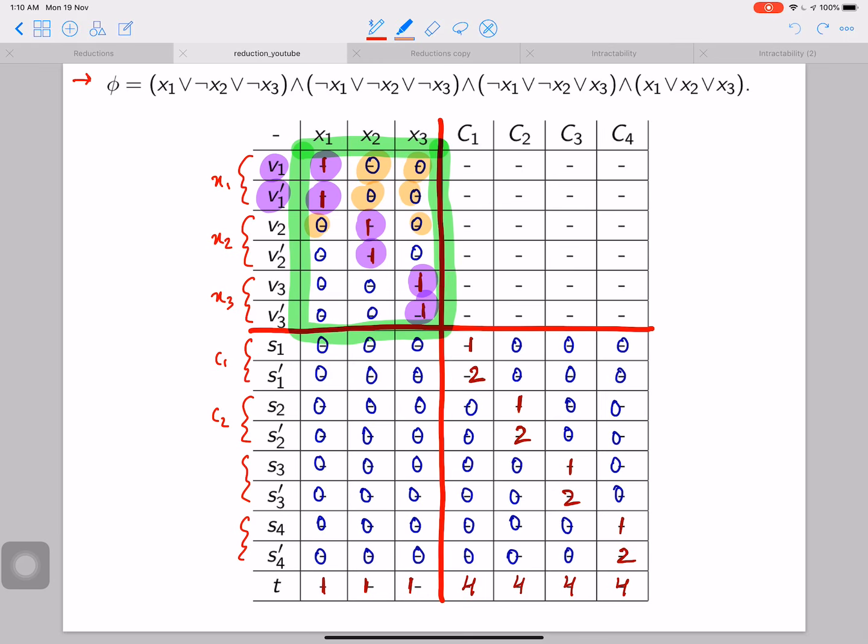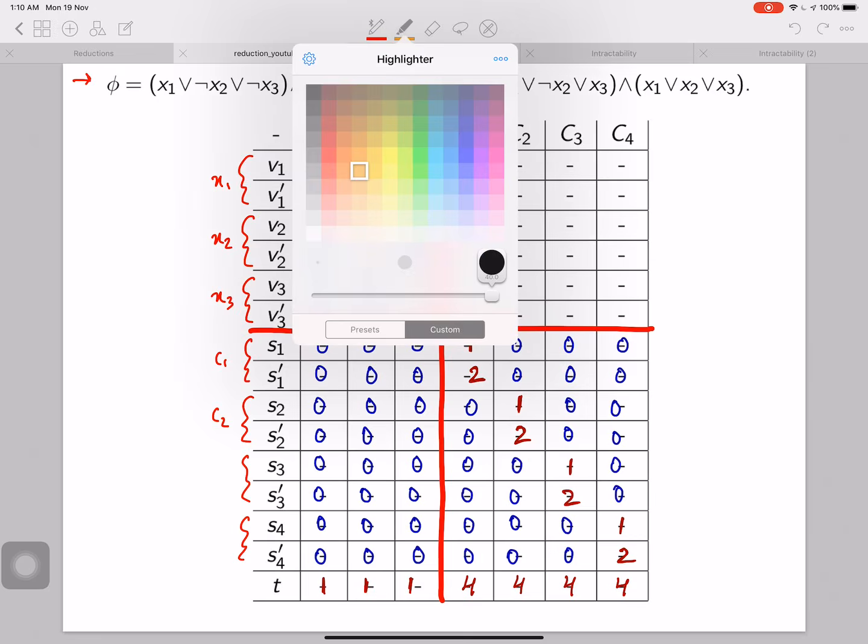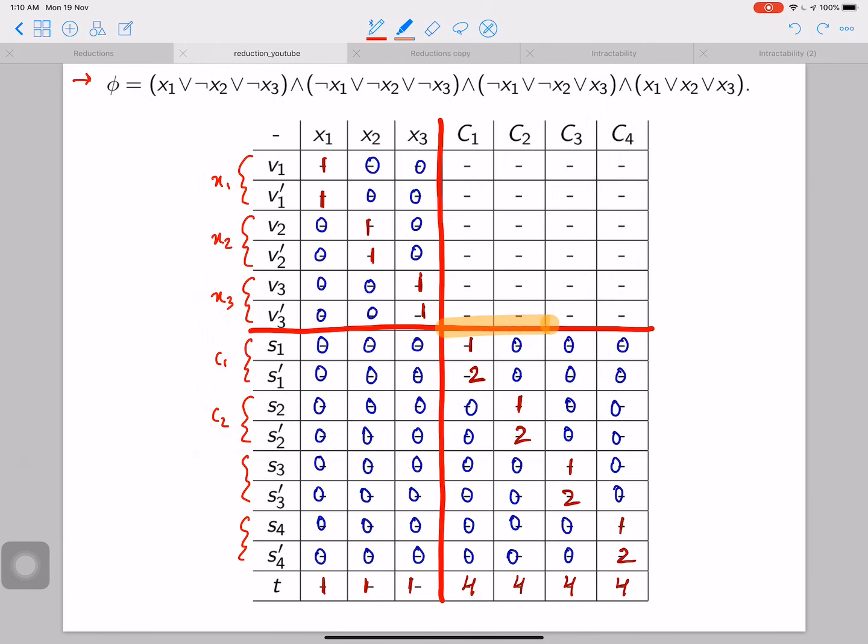Let me clean this up. Now, if you concentrate on this block, you will see that for c1, s1 and s1 dash, I put 1 and 2 here, 1 and 2 here, 1 and 2 here, 1 and 2 here, and in the rest of the places I put 0. I'm doing this without any logic for now.